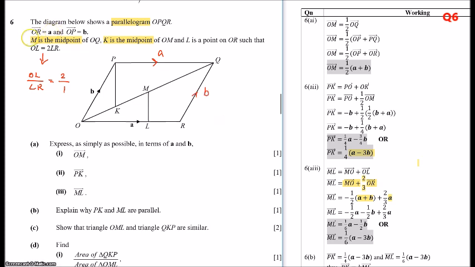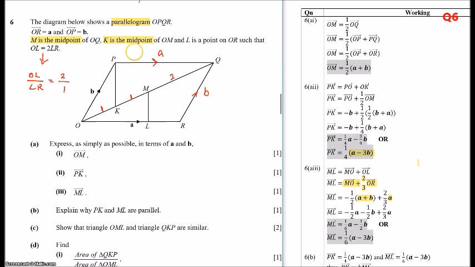Okay, so let's continue. M is the midpoint of OQ. So M is here, OQ is here. So that means midpoint means this and this are the same. Next thing, K is the midpoint of OM. So K is here, midpoint of OM. So same thing, this and this are also the same length. So you notice that there are so many same lengths. I might as well just delete everything. In this case, I will write 1, 1, and this is 2. So when it's all in terms of ratio, you can see it easier.